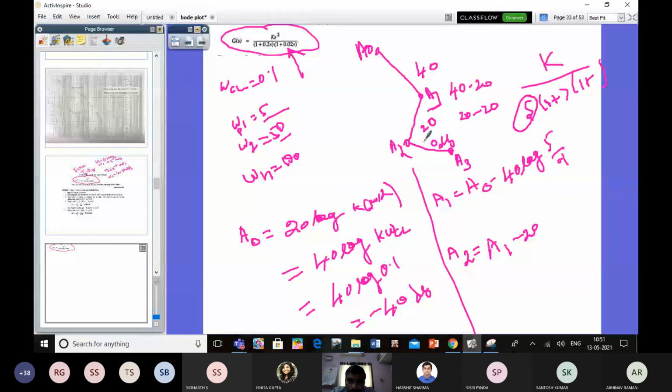You should not write minus blindly. In the previous problem, we had minus 20. That's why we wrote A0 minus 20 log. Here it is plus 40, so A0 plus 40 log. So next, A2. What is A2? A1 plus 20 log of, Siddharth. So 20 log of 50 by 0.1. 50 divided by 5. Very good, dear. What about A3?